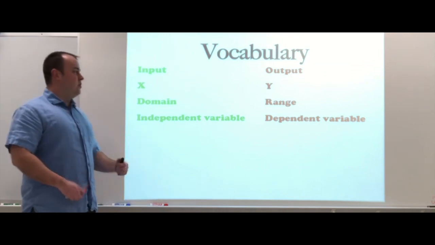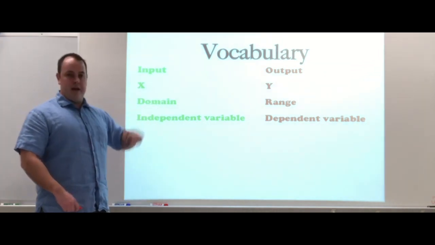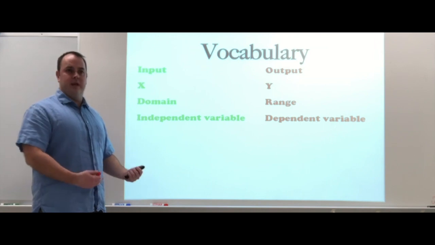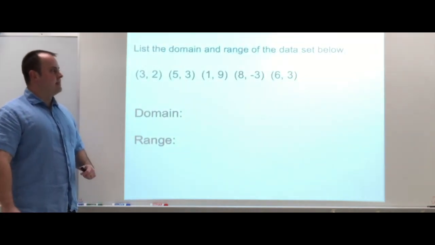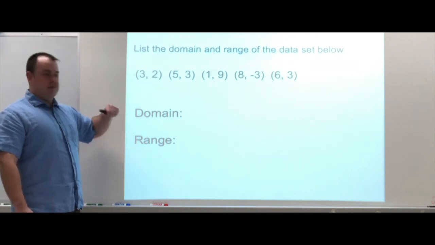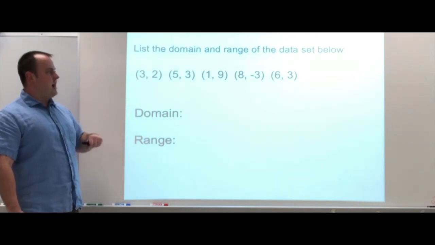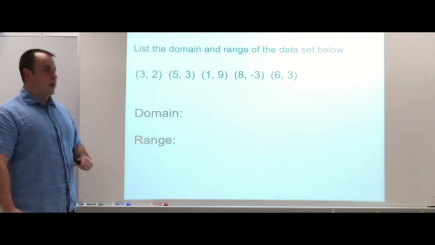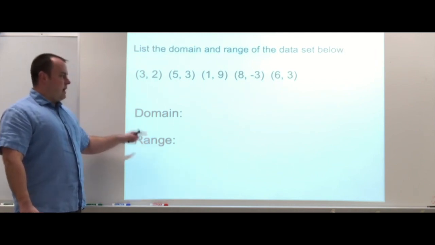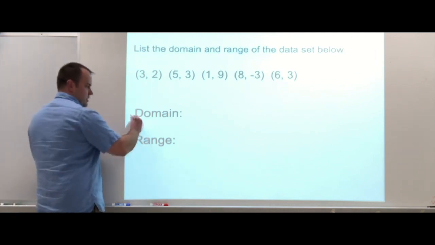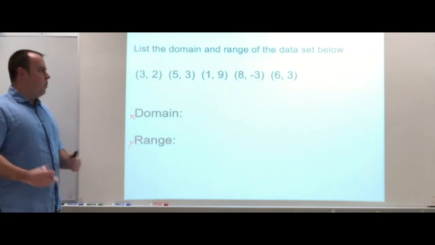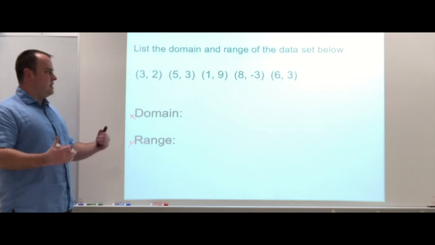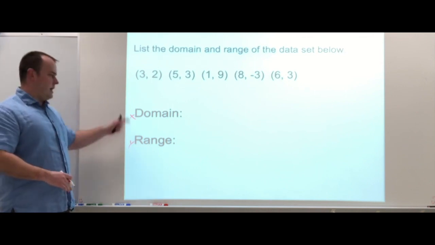Now, what we're going to do is be able to identify the domain and range of our function with the information that we're given. List the domain and range of the data set below. So I'm giving you relations here. (3, 2), (5, 3), (1, 9), (8, -3), and (6, 3). The domain and range, remember the domain is our x, range is our y. Okay? How I like to see you do this is list our values for the x and y variable.